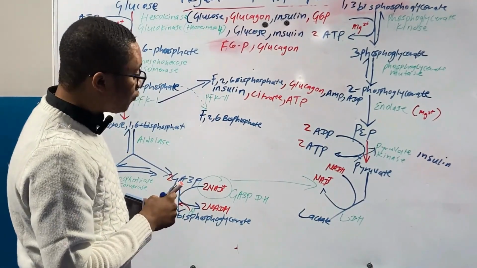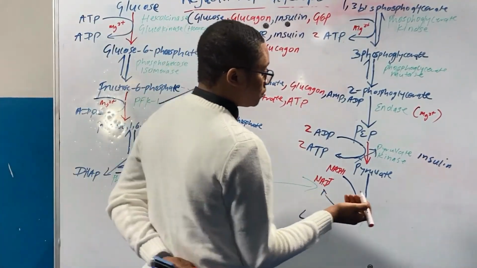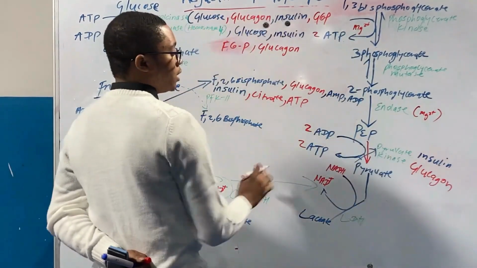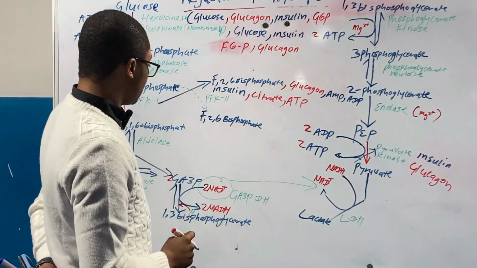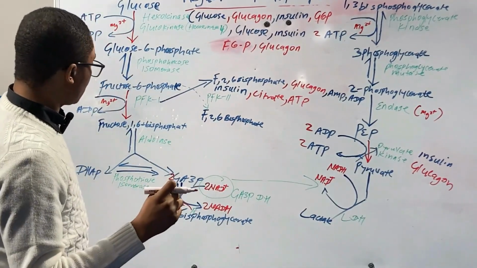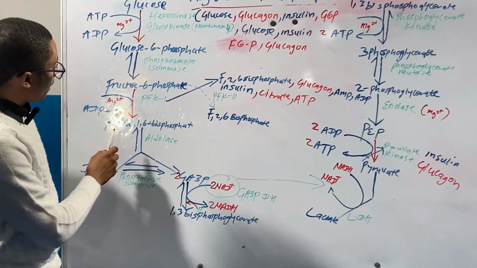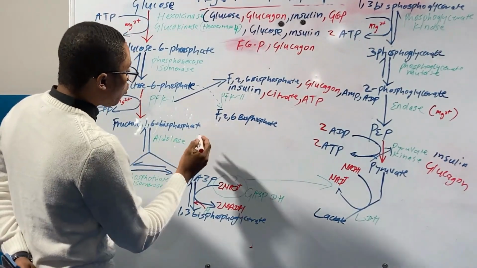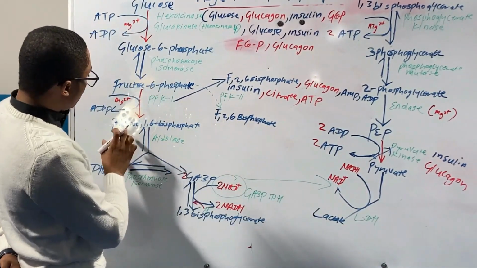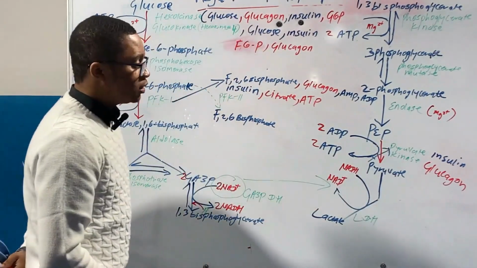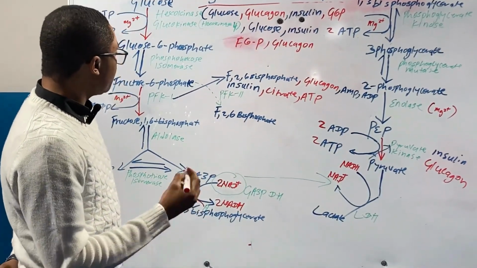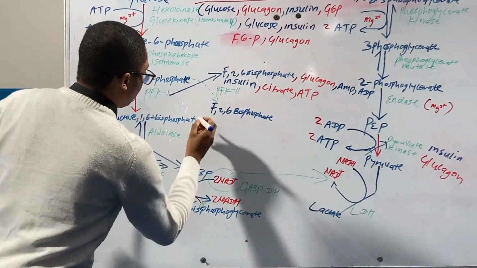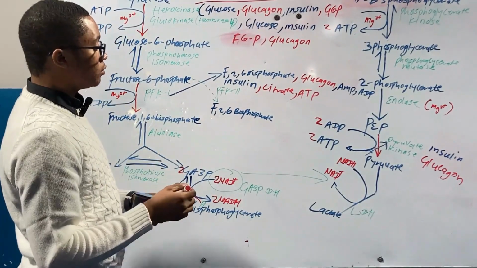Then another inhibitor of this enzyme is glucagon. Glucagon inhibits this enzyme. And very interesting, fructose 1,6-bisphosphate comes all the way from here to stimulate this pyruvate kinase. How? This is a feed-forward reaction, or feed-forward stimulation.